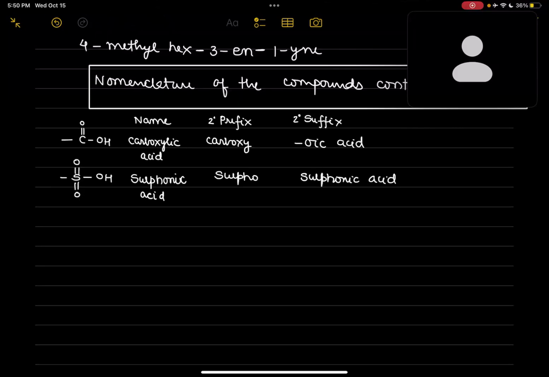Then if we proceed ahead, we have other functional groups in decreasing order of their priority. The priority comes into picture if you have multiple functional groups. But if you do not have multiple functional groups, if you have just one functional group, put the suffix. That's it. Secondary suffix at the end. Got it?